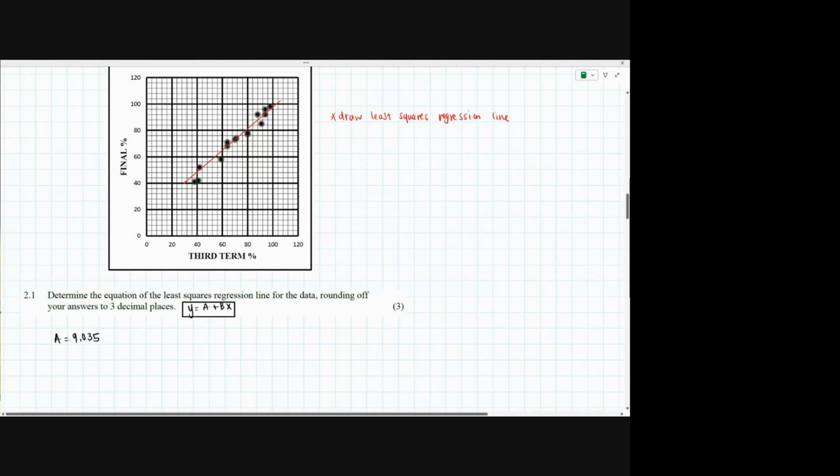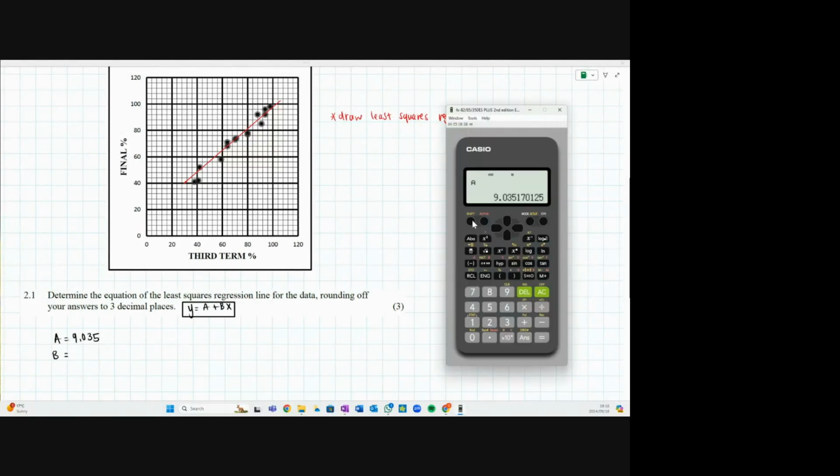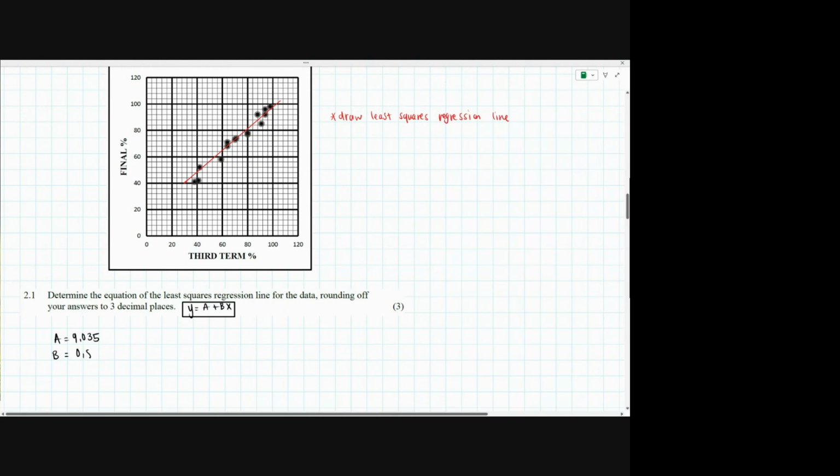Right, and then we go back and we get B. Again, you just go Shift 1, Regression, option 2 for B, and we get 0,895. And so our equation of our least squares regression line, we put a little hat on the y to show that it's the least squares regression line we're talking about, and this equation is ŷ = 9,035 + 0,895x, and that's it.